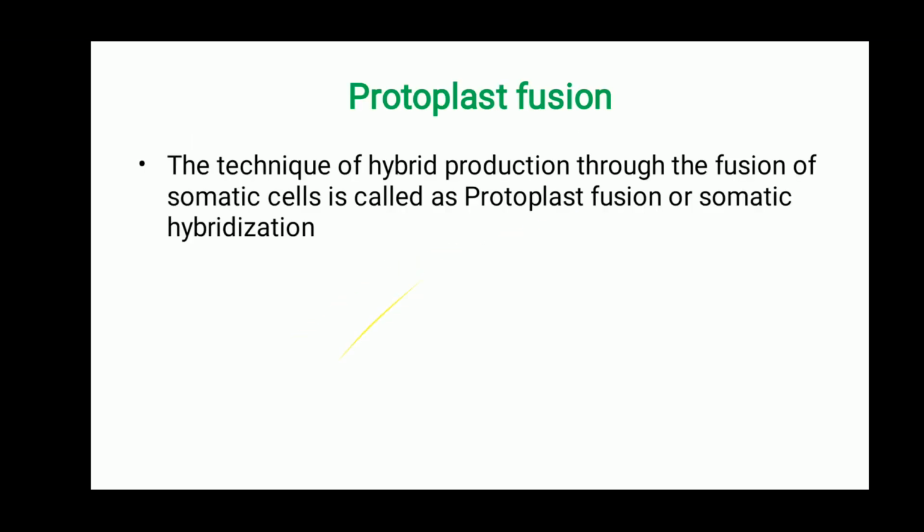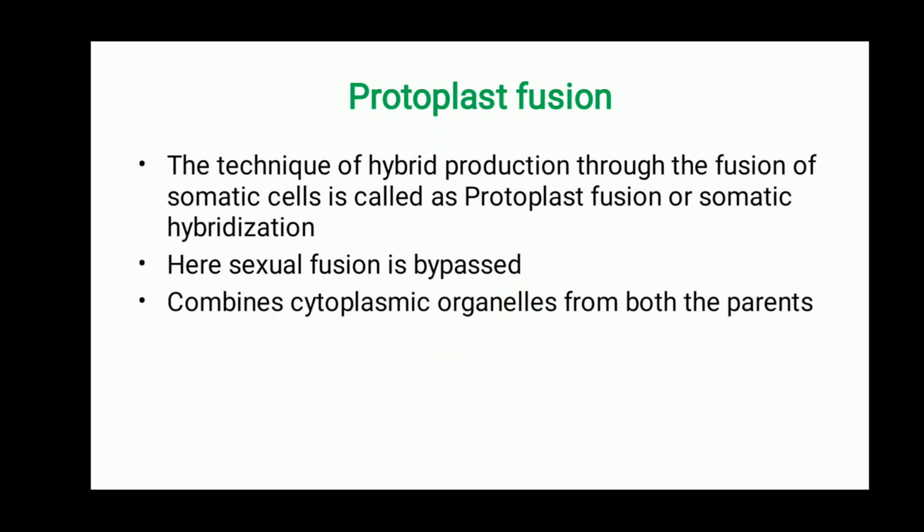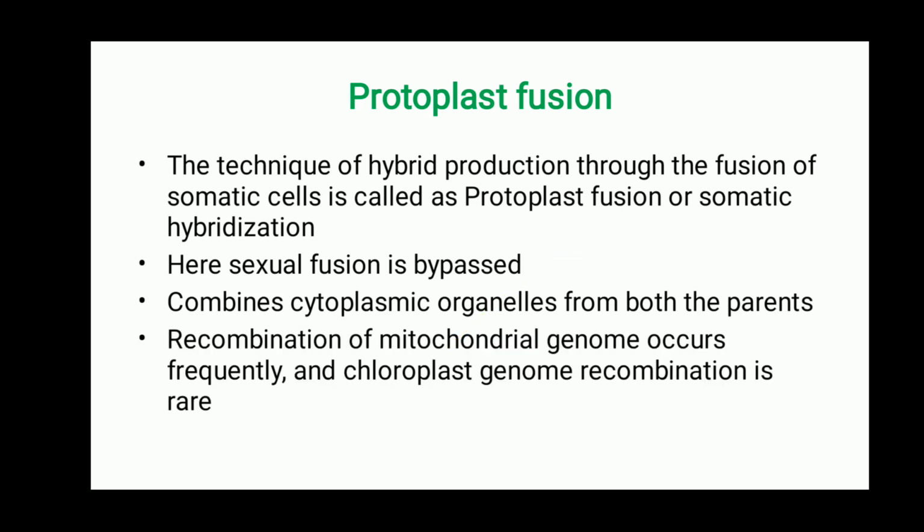The term protoplast fusion refers to the combining of two different protoplast cells, and it is also called somatic hybridization. In this method the sexual fusion is bypassed and somatic cells are fused together, and this combines cytoplasmic organelles from both the parents. Hence, the recombination of mitochondrial genomes occurs frequently, and chloroplast genome recombination also occurs.